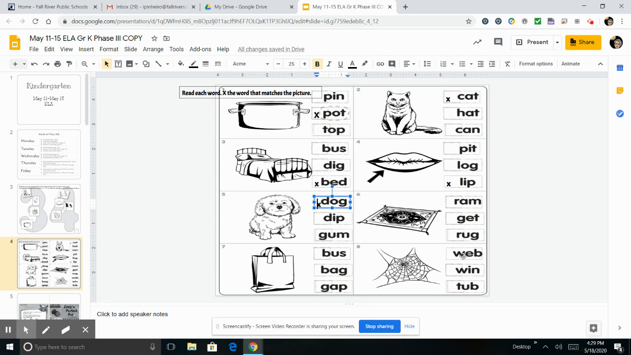Rug. R-u-g, rug. Click on the rug and then put an X there. The next picture is a bag. B-a-g, bag. And the last picture is a web. W-e-b, web.